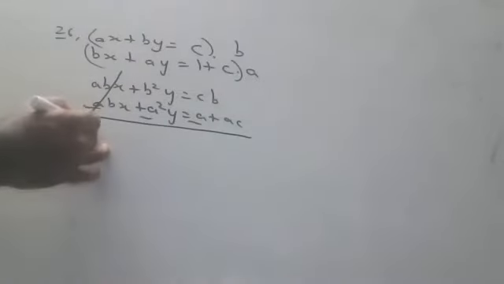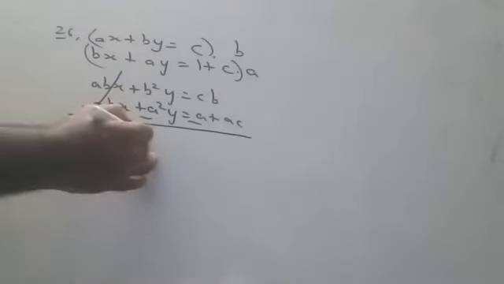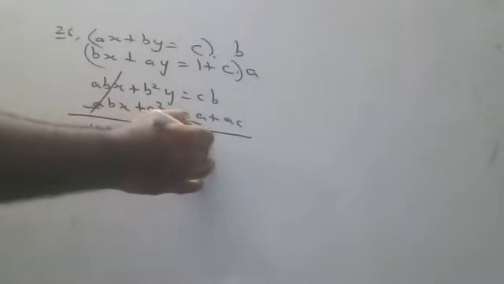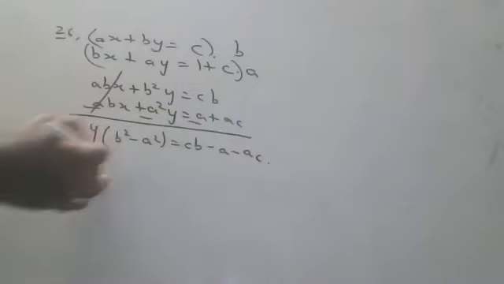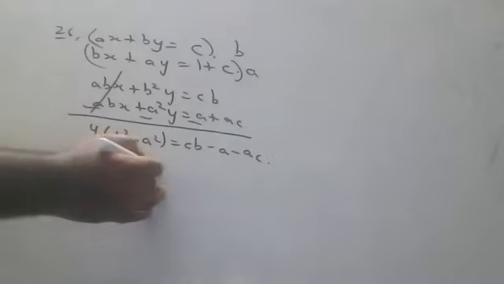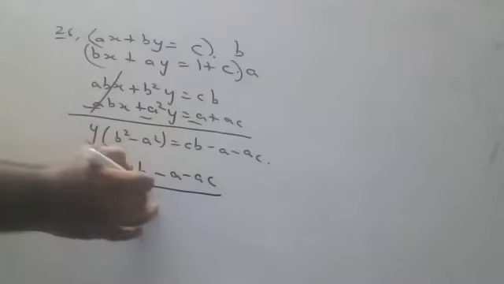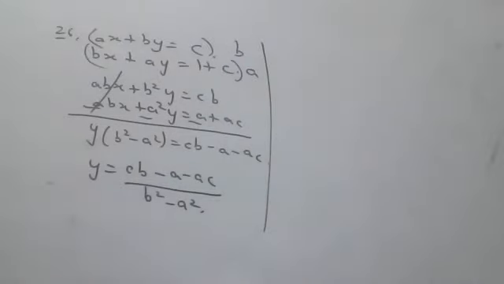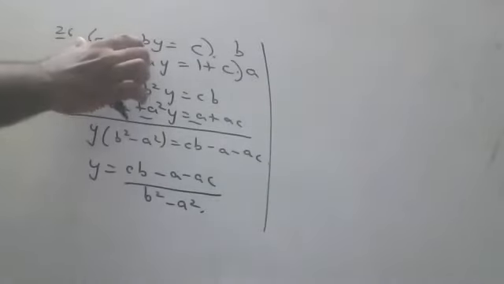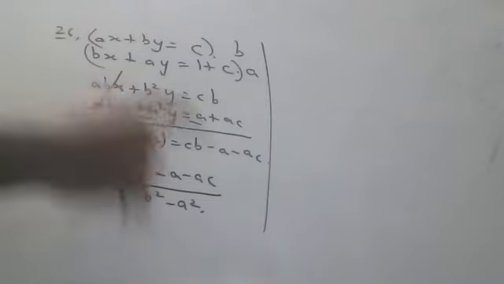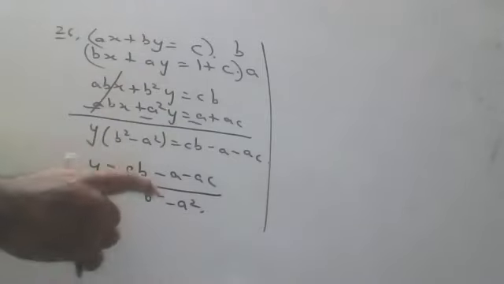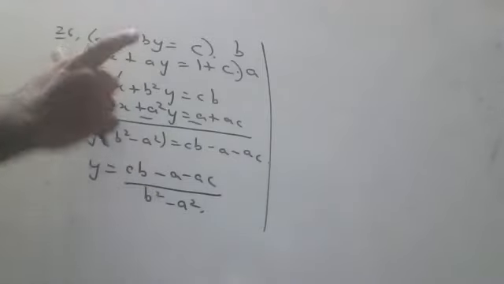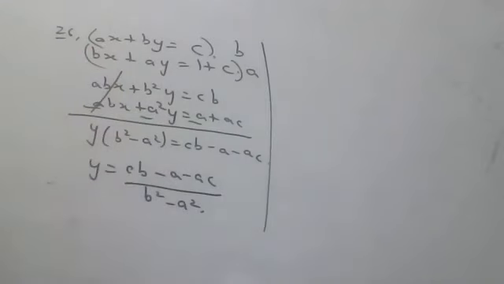Why you take common? If I take Y common, B square minus A square is equal to CB minus A minus AC. So, what is Y, children? Y is CB minus A minus AC by B square minus A square. Since Y is very big, shall I substitute directly or shall I solve again for X, children? Your wish.